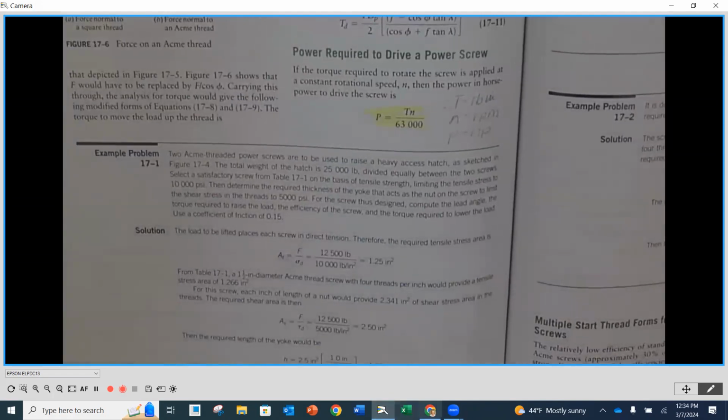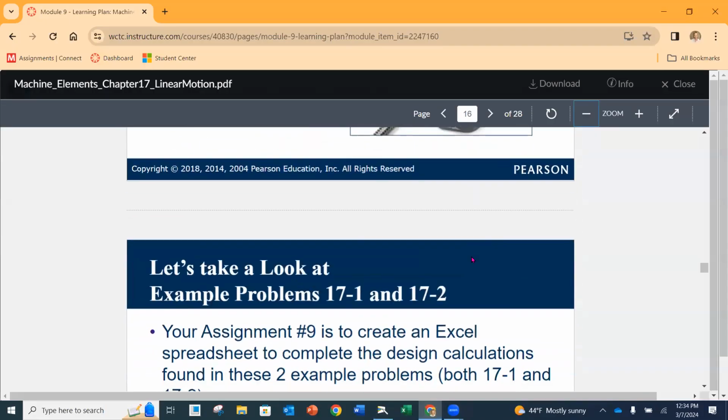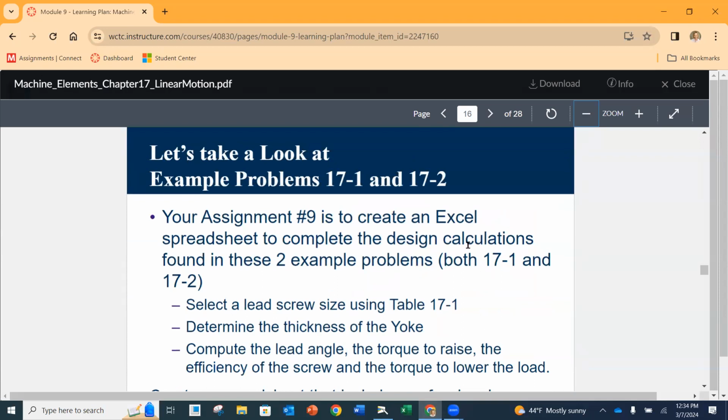Okay. Here's the good stuff. So now let's take a look at example problems 17.1 and 17.2. This is your assignment, and you really only have two problems that you're going to do. And this is the first problem that's going to be assigned. Your assignment number 9 is to create an Excel spreadsheet to complete the design calculations found in these two example problems. One file for both of them, because 1 and 2 are like a continuation of the same problem.